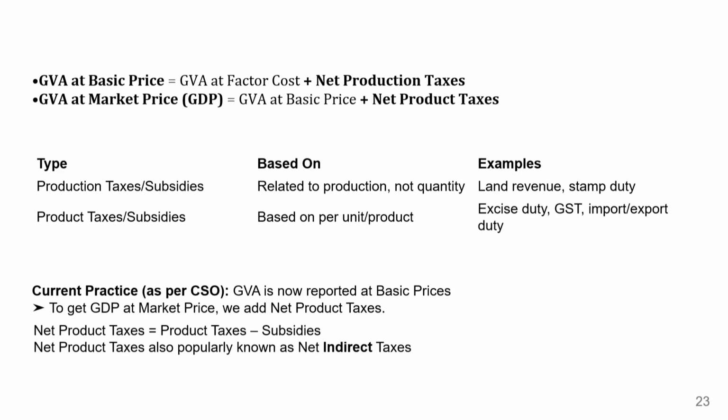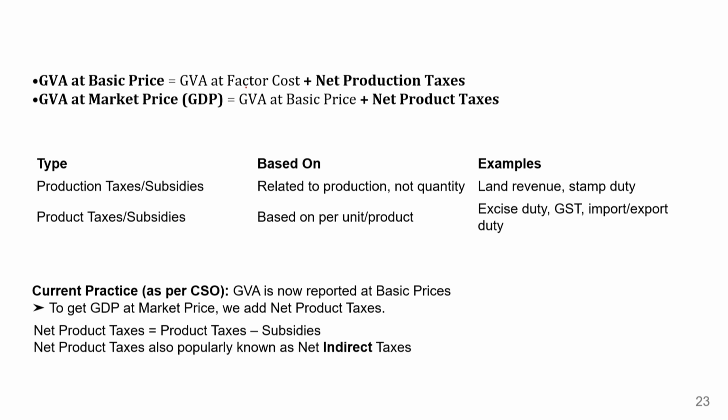Let's see the difference and what GVA at basic prices is. GVA at basic prices means GVA at factor cost plus net production taxes. And what is GDP at market price? GDP at market price means GVA at basic price plus net product taxes. Here I have highlighted the distinction between production taxes and product taxes.